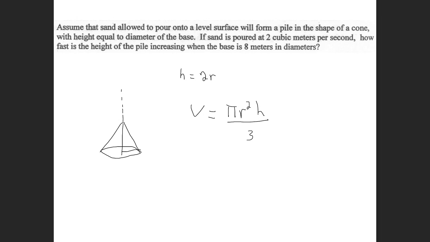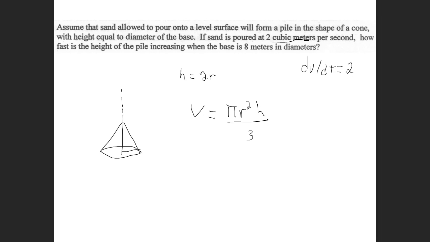Okay, I agree, it is a rate, but it's a rate of what? And when you think about it, it's not telling us how fast the height is moving. It's volume. The sand is poured at 2 cubic meters per second. Right there, that should tell us right away, cubic is volume. So they just gave me dV/dt. That's what they gave me, 2 cubic meters per second.